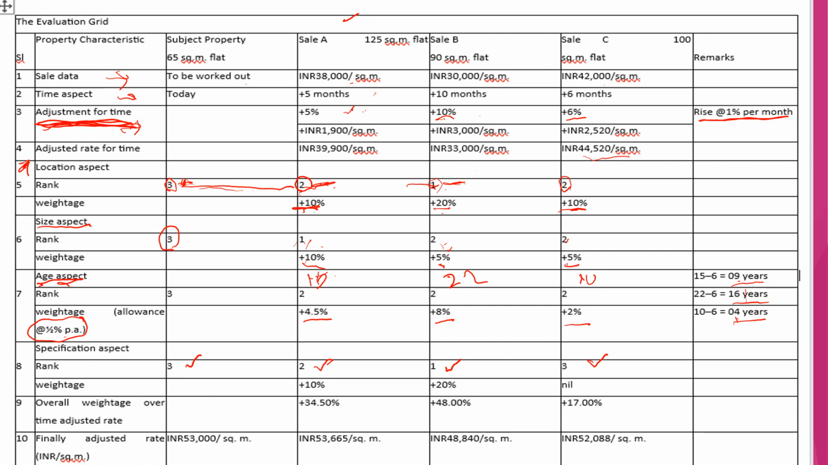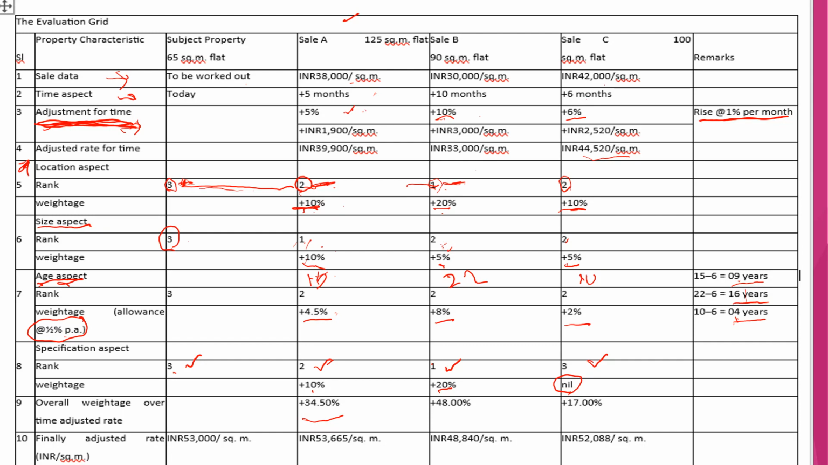So for each ranking, let us suppose we give 10% weightage. If there is a difference of one rank, we give plus 10%. Where the difference is of two ranks, we give plus 20%, and where both are at the same level, we do not give any weightage. See here, the total weightage will be 10% plus 10% plus 10% plus 4.5%, that is 34.5%.